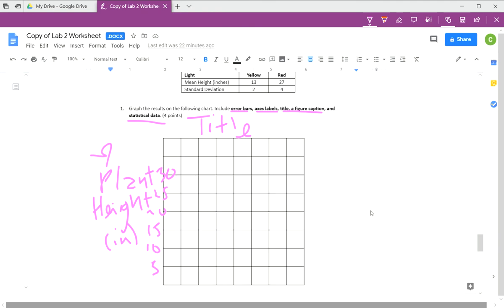Then for your x-axis, you're going to want to label that with the type of treatments that you did. Since our treatments here are yellow light and red light, color of light would be a great title for that axis, or light color. Sorry, drawing in tight quarters here. Light color. Okay, so that's all you need to do for that axis. Now that the axes are labeled and we have our units worked in there, we can actually draw the bars for our bar graph. So let's start with our yellow light.